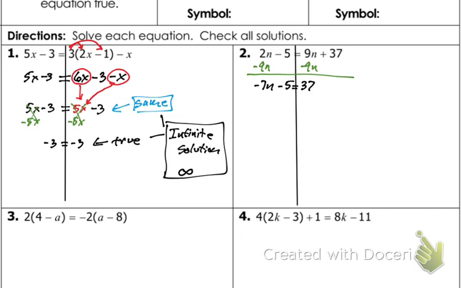Okay. Now I'm going to add 5. You guys okay with me adding 5 to both sides? All right, let's add 5 to both sides. 37 plus 5 is 42. So we're going to have negative 7n equals 42. We will divide both sides by a negative 7. N equals a negative 6. One solution. So if I said, is this one solution, no solutions, or all solutions, what would you say? One solution. AKA true.